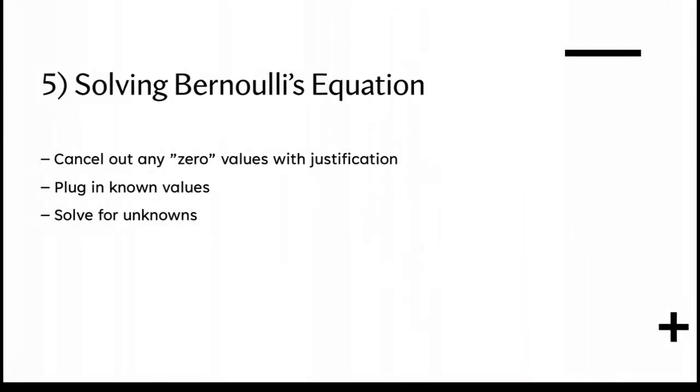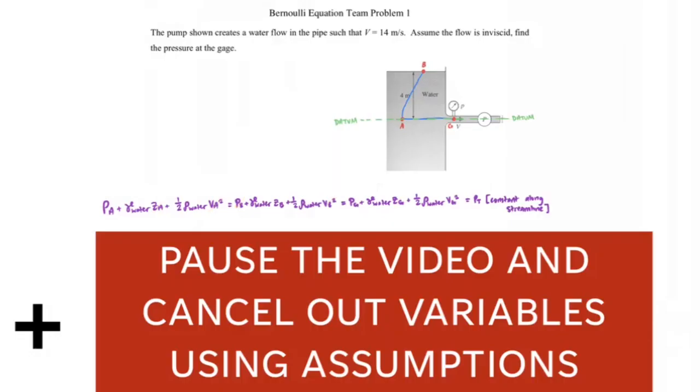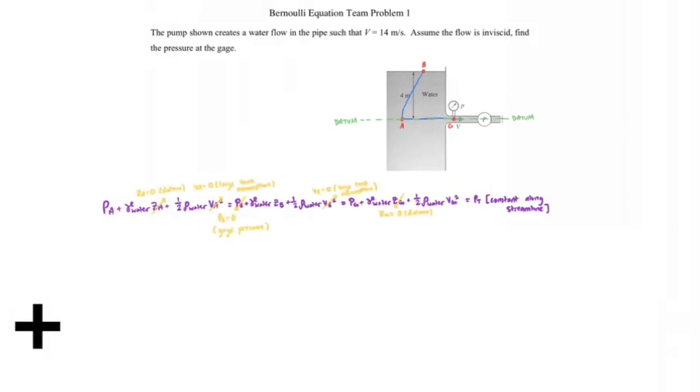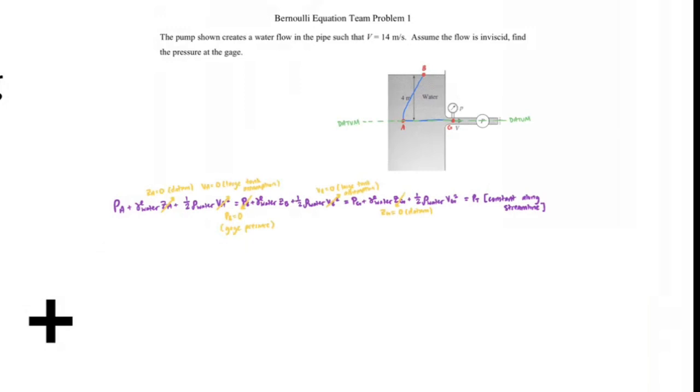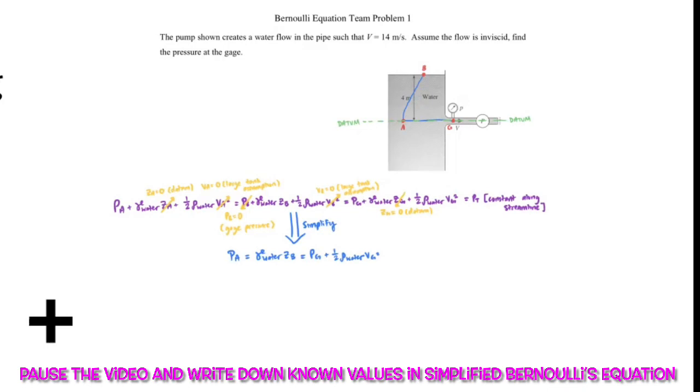Next, we're going to try to solve Bernoulli's equation. This means we're going to cancel out any 0 values with justification, plug in known values, and then solve for our unknowns. Go ahead and pause the video and cancel out your variables using your assumptions. Then pause the video again and see if you made the same assumptions that I did. The justifications are all written in yellow here. Now pause the video and simplify the equation, which means just get rid of the 0 terms. I have it written in blue. All I did was omit the terms that were equal to 0 based on our assumptions. Now pause this video and write down any known values that you could use in this simplified Bernoulli's equation.